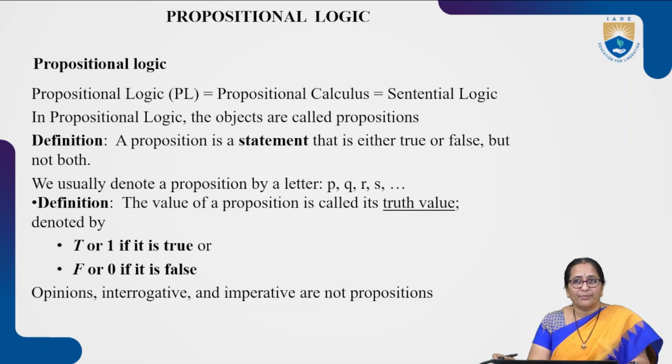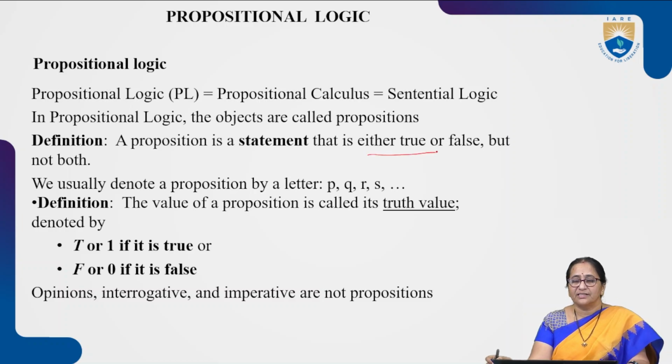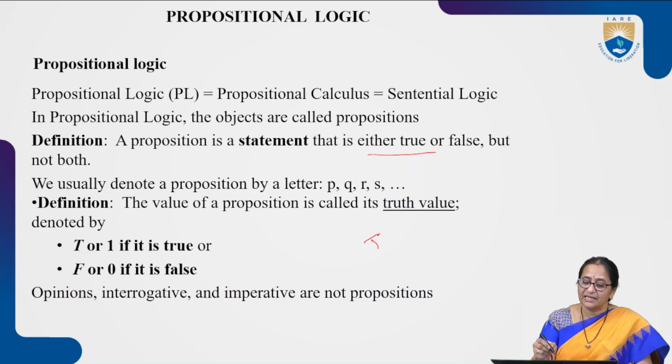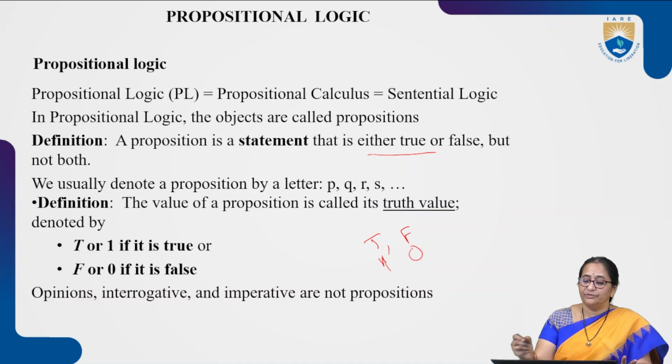The value of a proposition is called its truth value. The statement is either true or false. If it is true, we represent it as T, and if it is false, we indicate it with F. If it is true, we replace it with 1, and if it is false, we put it as 0. The value of the proposition is called a truth value. If it is true, we represent it with T, and if false, with F.